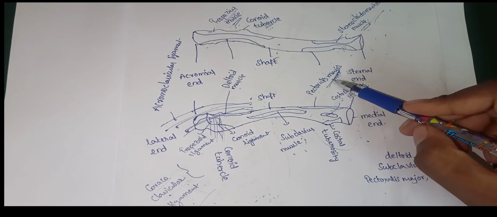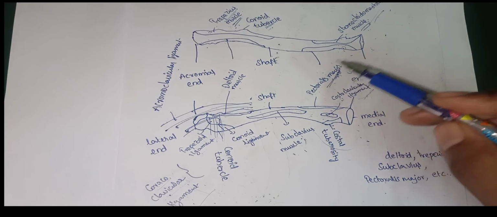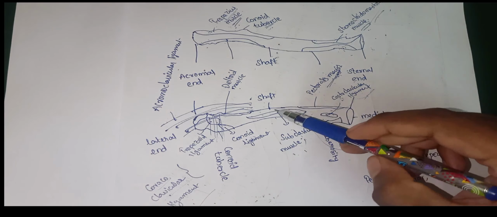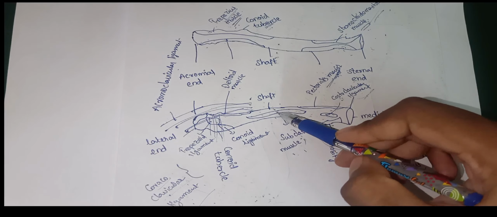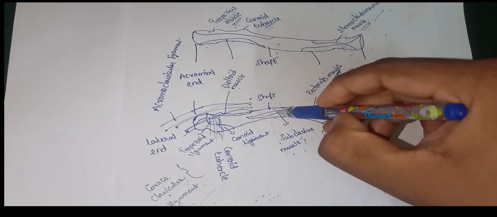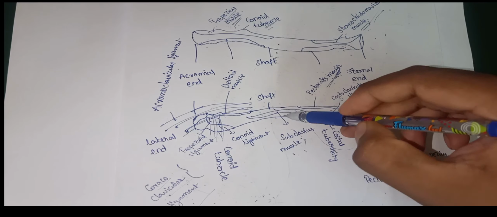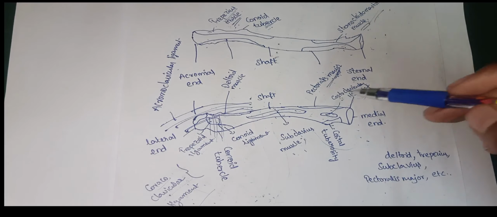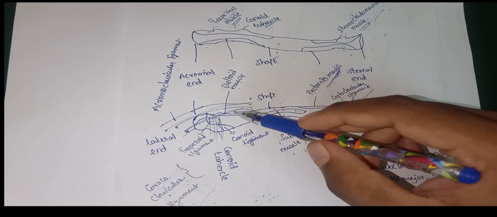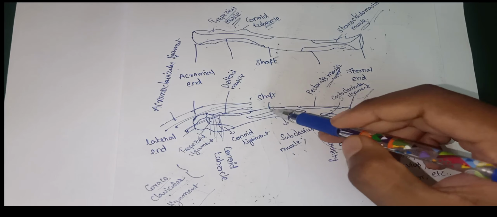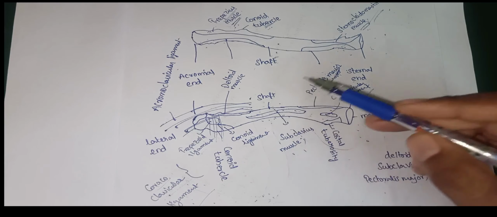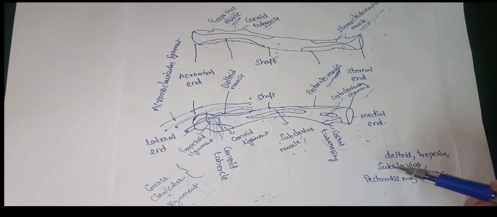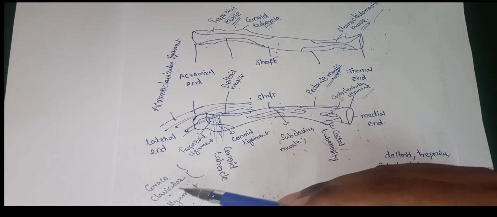The next muscle is the subclavius muscle. As you can see here, the subclavius muscle is present exactly on the shaft. These are the muscles which are present on the clavicle. Next, ligaments.